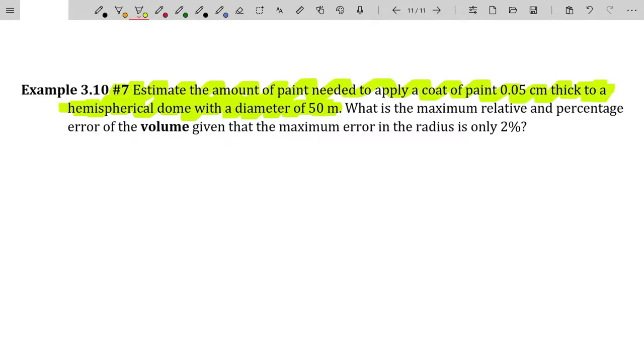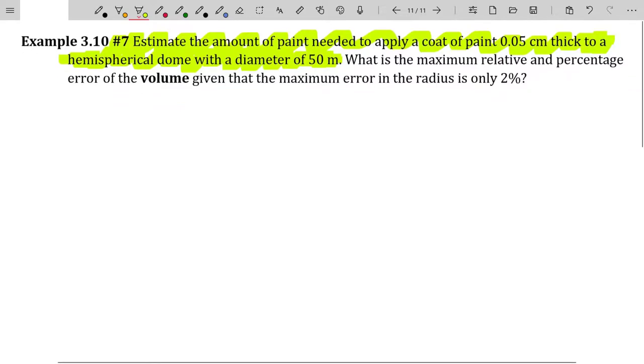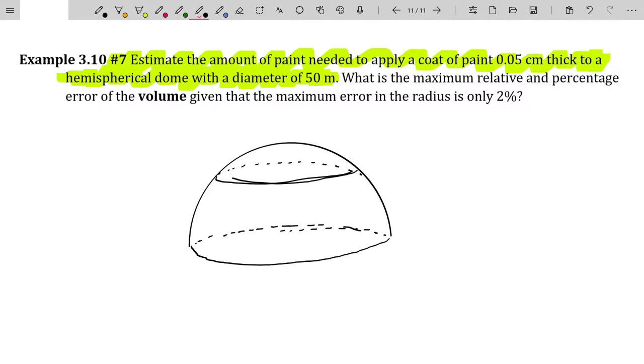With any word problem, you want to draw a picture if you can. If you've watched my video on related rates, you know the attack for word problems: one, read it. Okay, good. Two, try to understand it. In this case, understanding the problem requires me to actually draw a picture. So let me take a moment and draw one. I've never claimed to be an artist, so don't yell at me, but that is my hemispherical dome. It's half a sphere. We're going to say that dome has a diameter of 50 meters, which means it has a radius of 25 meters. So this distance right here is 25 meters.